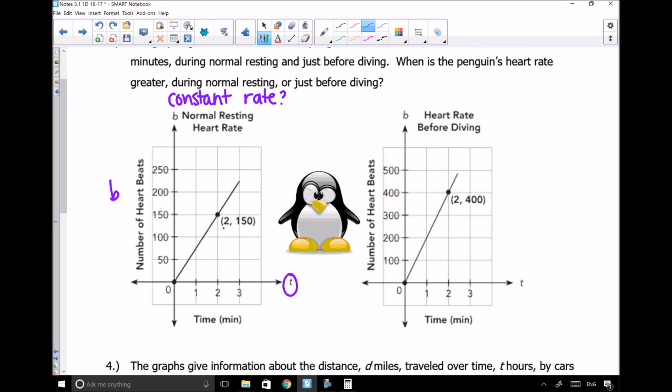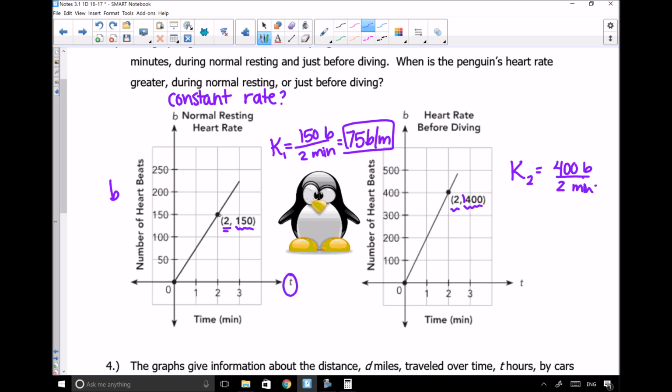This graph is telling me that after 2 minutes, the penguin's heart has beat 150 times. So how do I figure out my constant rate, or my constant of proportionality? I know it's 150 beats every 2 minutes. When I divide that out, it's 75 beats per minute. In this example, we'll call this K1 and this K2. This is telling us that after 2 minutes, the penguin's heart has beat 400 times. Notice for both of these, I always did how much it went up by, my Y, and divided it by my X. It's always going to be Y over X. So that's key. My second constant is going to be 200 beats per minute.